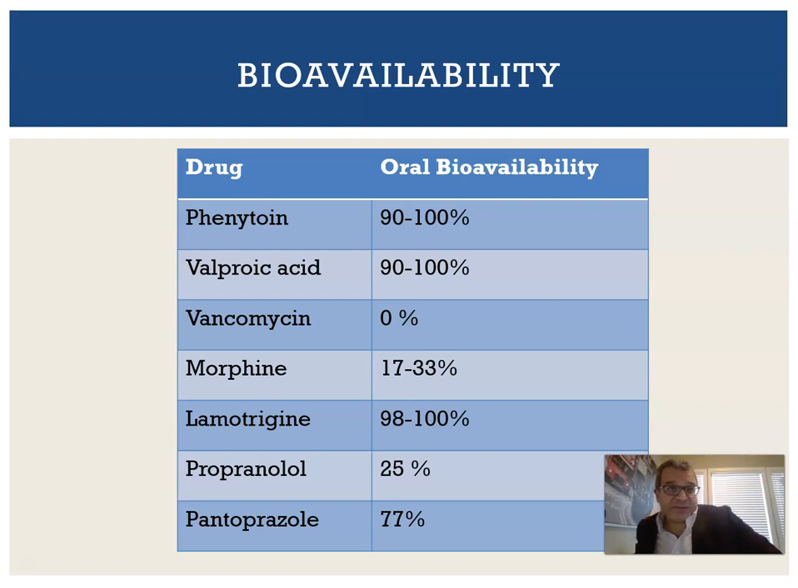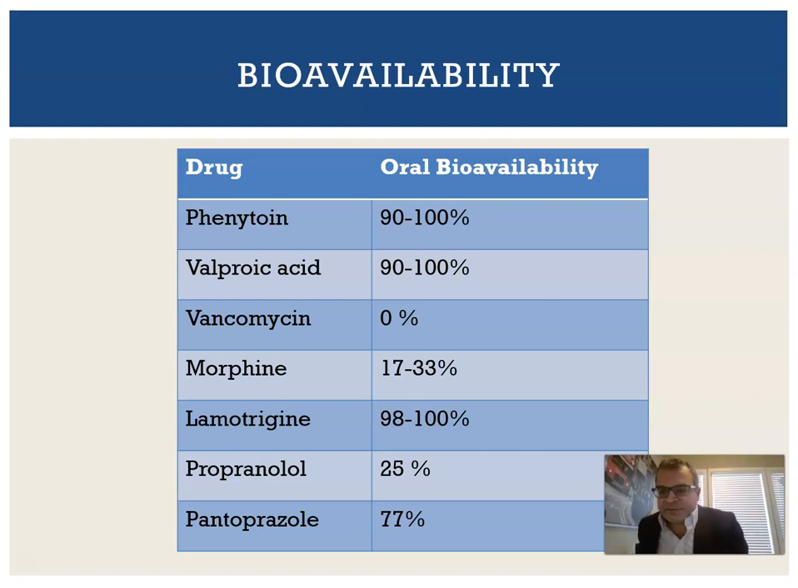ratio is 1:1. Right? So for example, if the patient is getting 200 milligrams intravenous twice a day of phenytoin, what would be the equivalent oral dose? It's going to be 200 milligrams PO twice a day, because it's close to 100%, right?